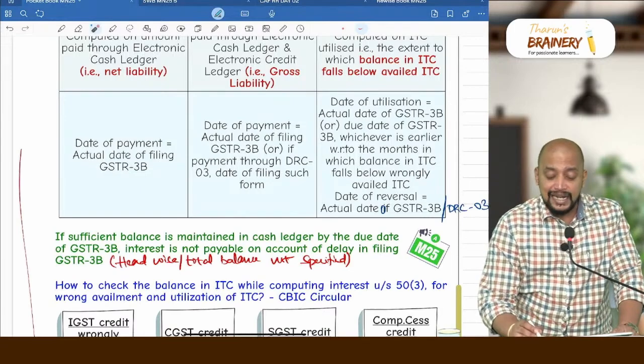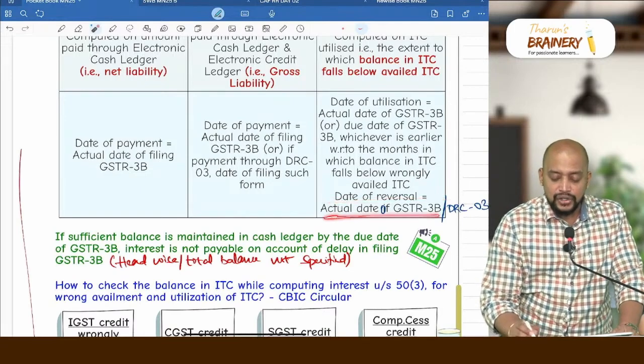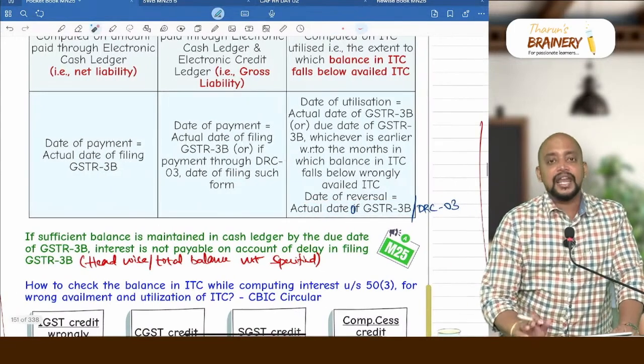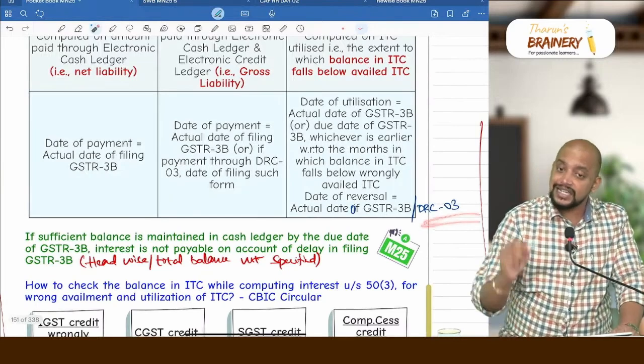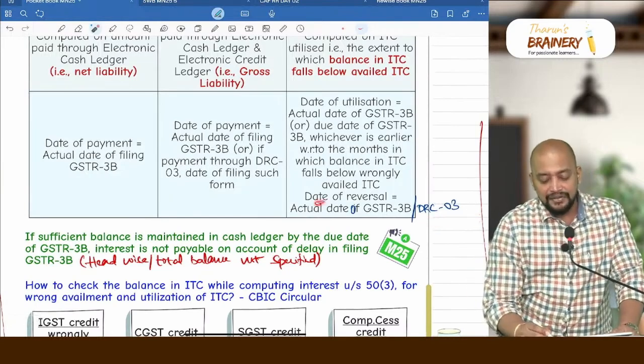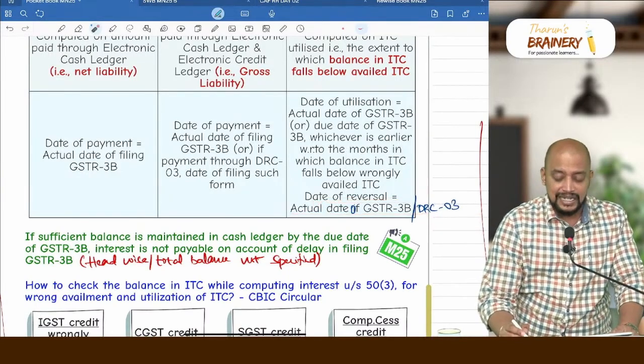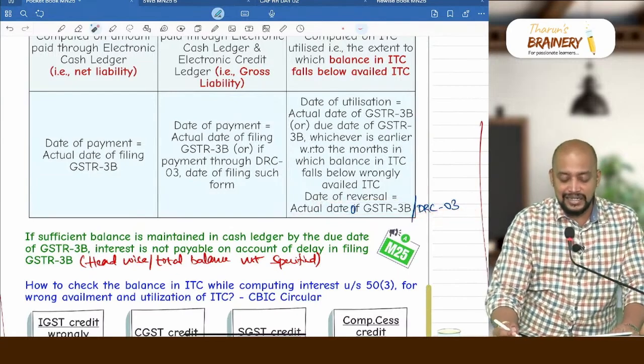What is considered as the date of reversal? Either actual date of 3B. Can we do the reversal through DRC 3? Yes, you write there, date of reversal is actual date of GSTR 3B or DRC 3.